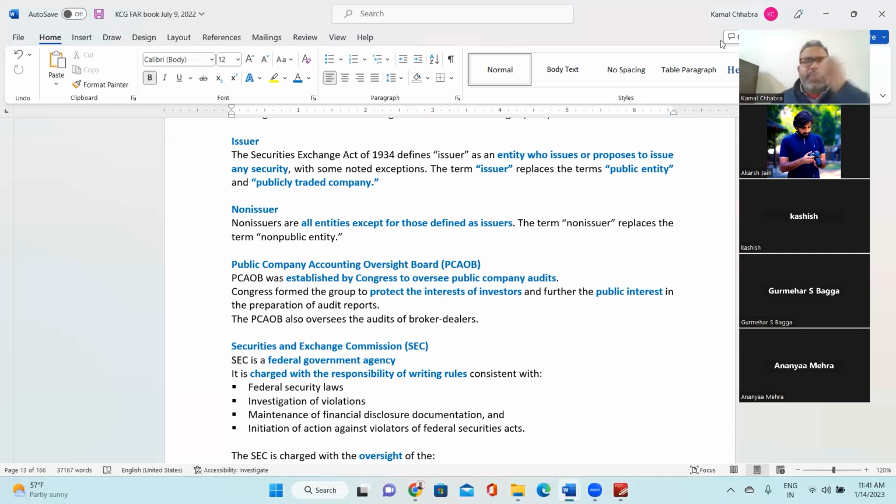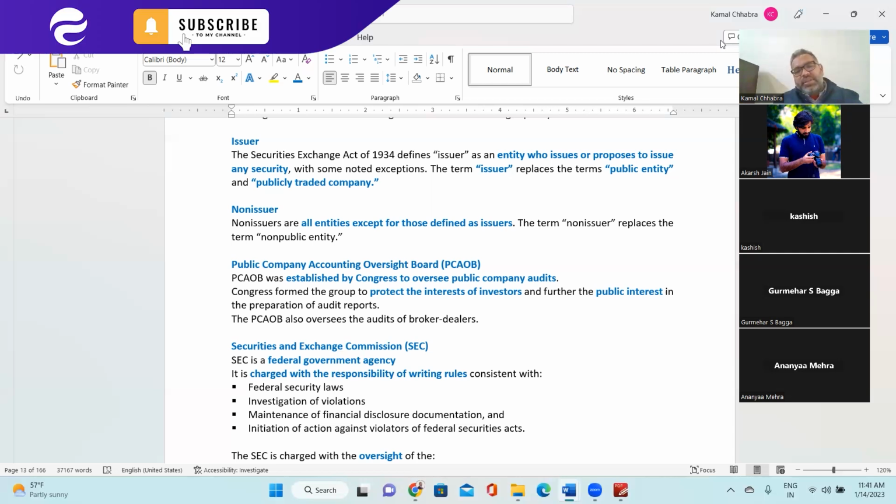In the audit section of your exam, you might be using this terminology very frequently, PCAOB. But here in accounting, it's just for your information. Sometimes you will see the reflection of PCAOB, but in the audit section it is very widely used. Next is the Securities Exchange Commission.